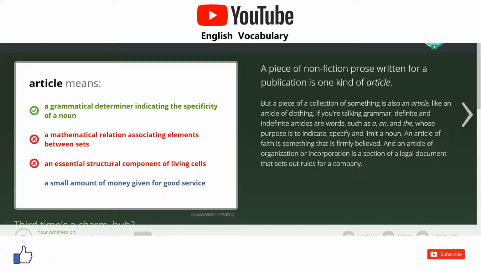If you're talking grammar, definite and indefinite articles are words, such as a, an, and the, whose purpose is to indicate, specify and limit a noun. An article of faith is something that is firmly believed. And an article of organization or incorporation is a section of a legal document that sets out rules for a company.